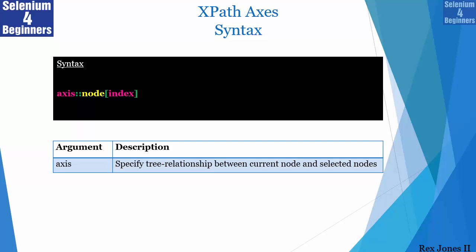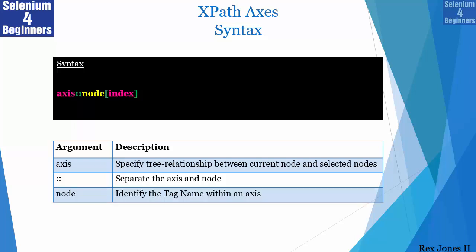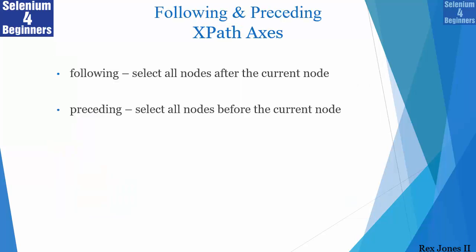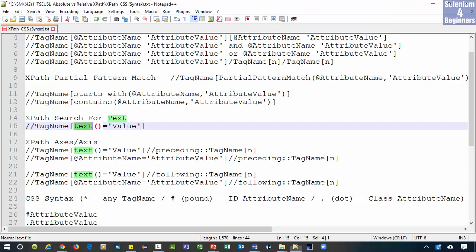Here is the syntax for an XPath Axes. Axis specifies the tree relationship between current node and selected nodes. The two colons separate an axis and node. The node identifies the tag name, and index is not required. It specifies the node sequence. We are going to cover the following and preceding XPath Axes.